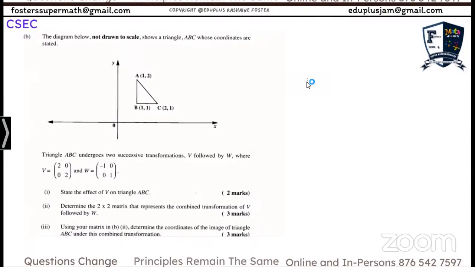So one more minute, guys. Let's see if you are able to answer question 1, and I give you 2 marks for that, and that is so simple. State the effect of V on triangle ABC. Question 2, 3 marks: determine the 2 by 2 matrix that represents V followed by W. And then question 3, using that matrix, determine the coordinates of the image of the triangle. So watch it. 3 simple questions and then I give you 8 marks. That's basically a giveaway. So come on, a minute or so, and then let me attack these.